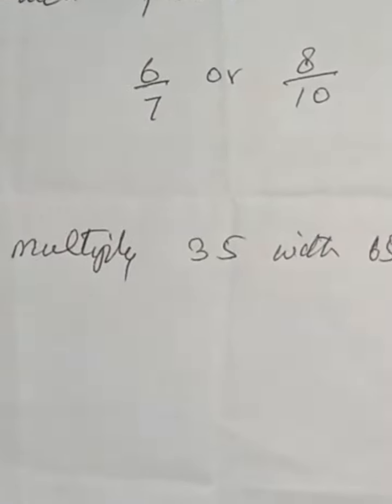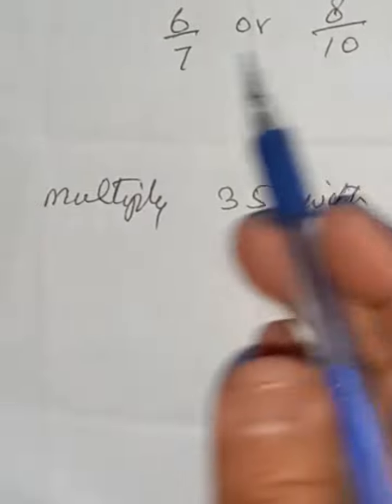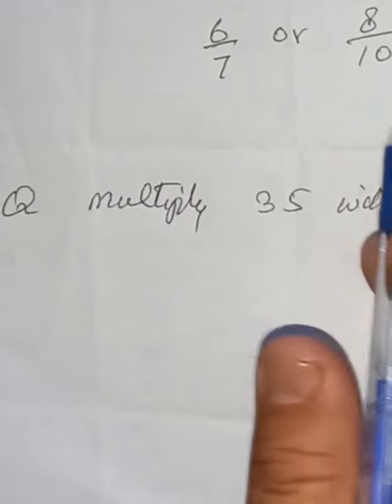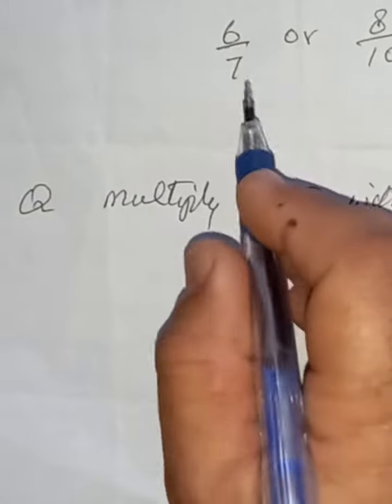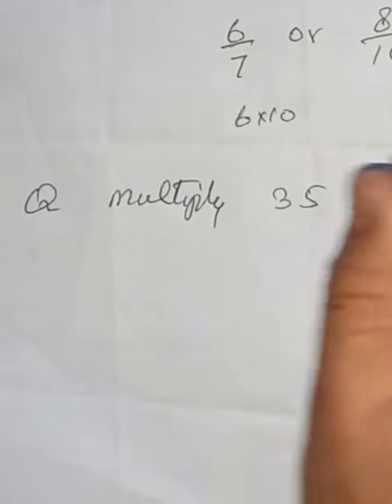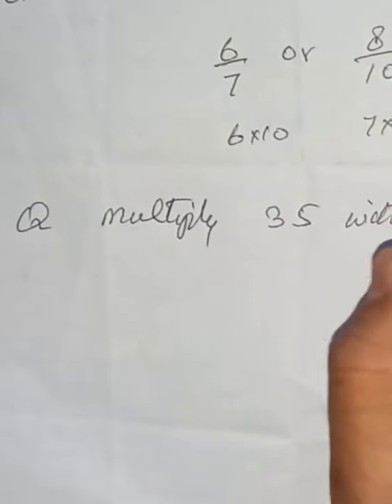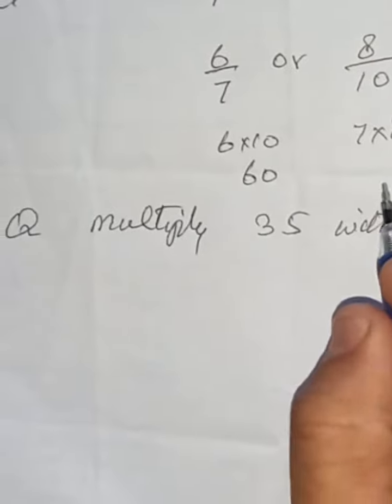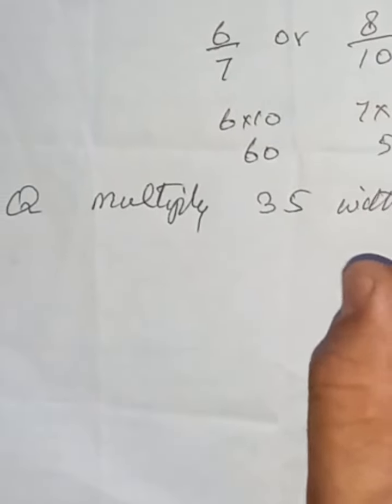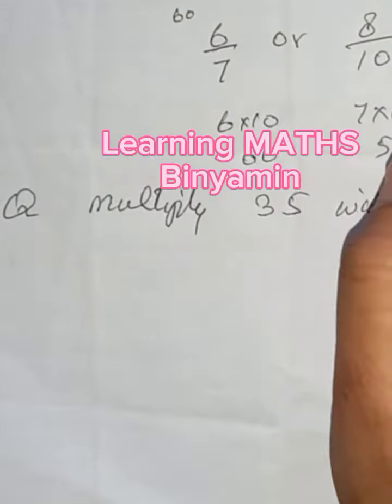And when we have a question like which fraction is the biggest, in that case we have to cross multiply. 6 multiplied with 10 and 7 multiplied with 8. 6 tens are 60 and 7 eights are 56. So this is 60 and this is 56. Of course 60 is more, so this is the fraction which is bigger.